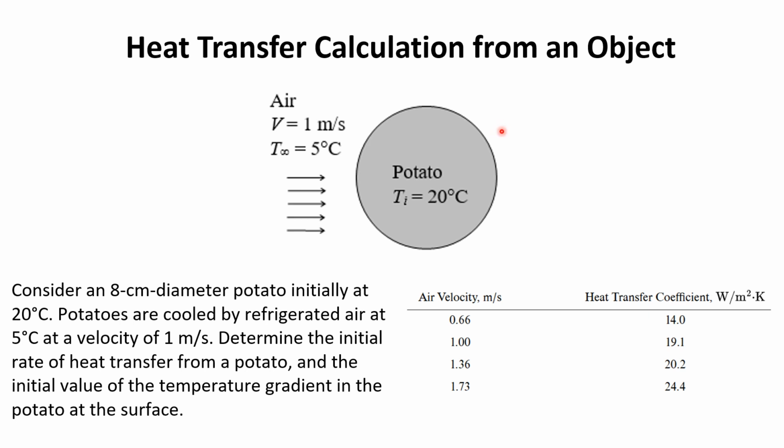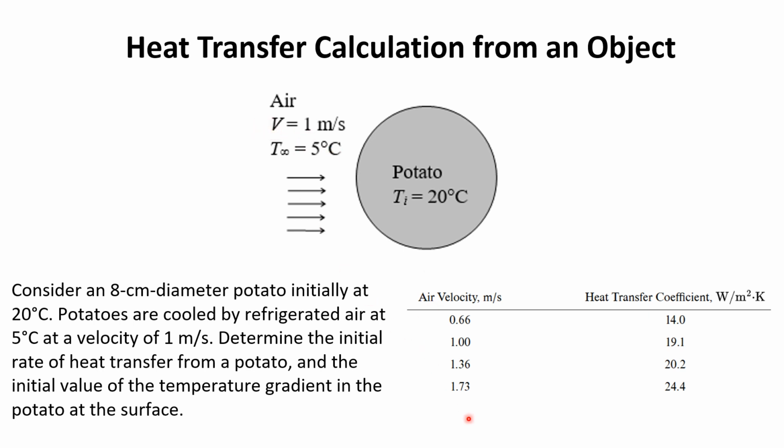In this example, we want to calculate the heat transfer from an 8-inch diameter potato that's initially at 20 degrees C. We are cooling the potato by putting it in a refrigerator that has air blowing on it at 5 degrees C. The speed of the air is 1 meter per second.